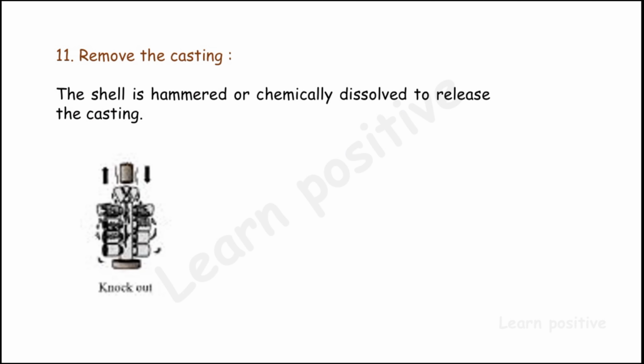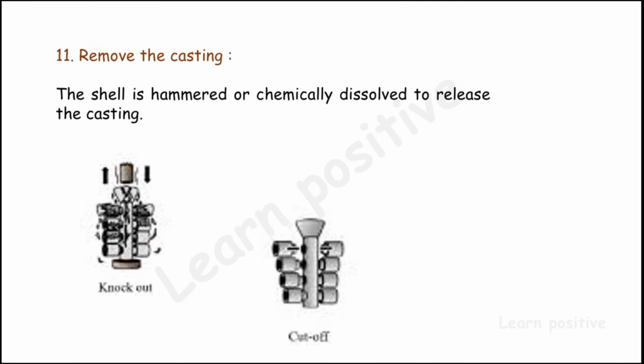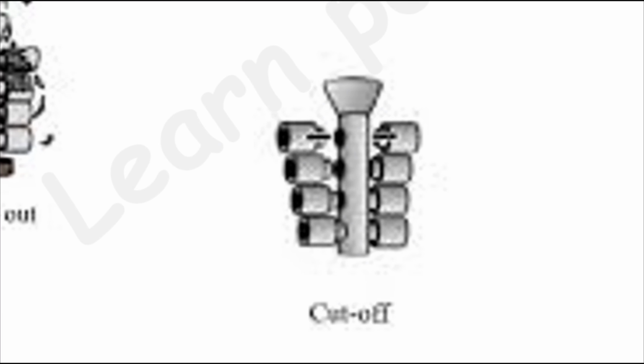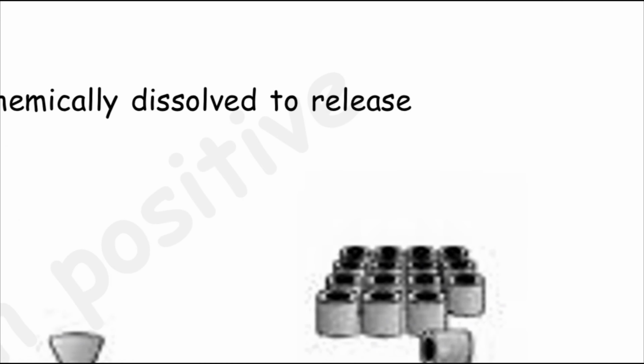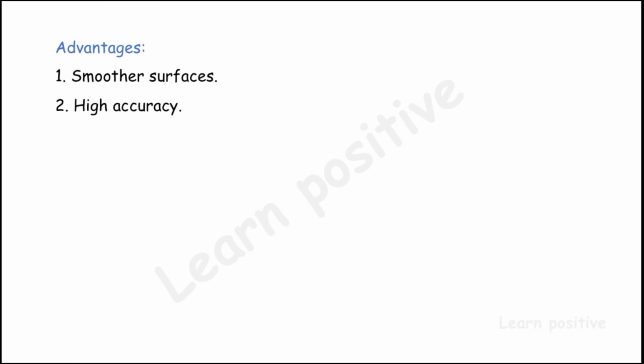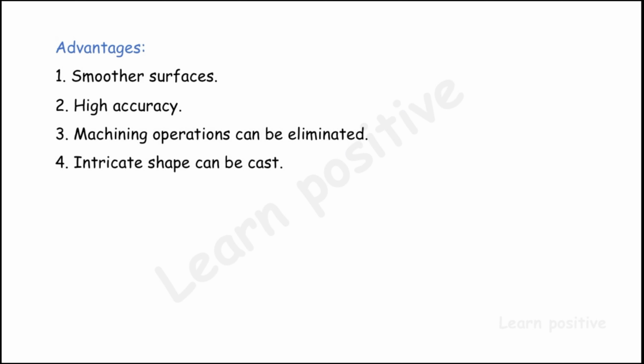So the next one is remove the casting. The shell is hammered or chemically dissolved to remove the casting. You can see the image. So the shell is hammered and broken out. That is said to be the knockout. And now we get the pattern. So now we are going to cut off the sprue pin from the pattern, and we get the final casting like this. So this is the process of investment casting, and the advantage of investment casting is we get a smoother surface and high accuracy. Machining operations can be eliminated in this casting, and intricate shapes can be cast.